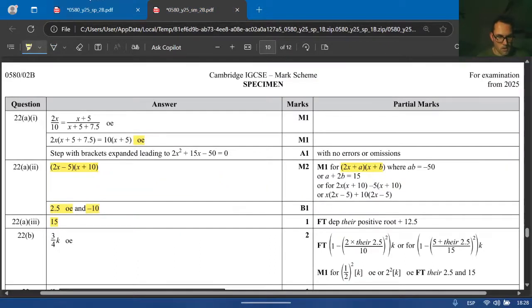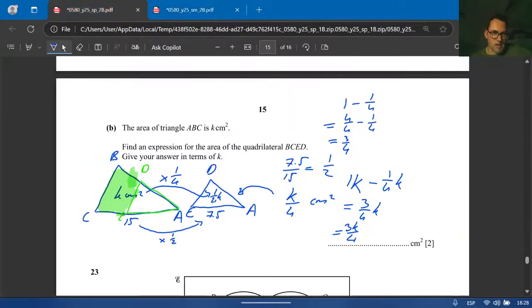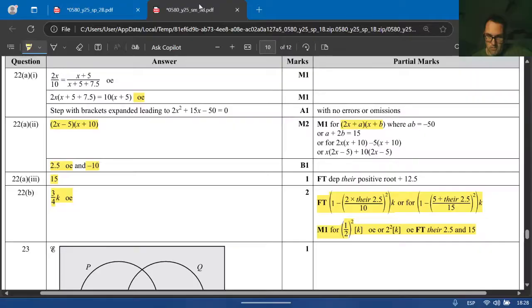Let's see what the mark scheme says. 3 quarters k, or 3k over 4, or equivalent, or 0.75k. Now there is a massive explanation there that does your head in. I think it's easier here if we just look here, right?